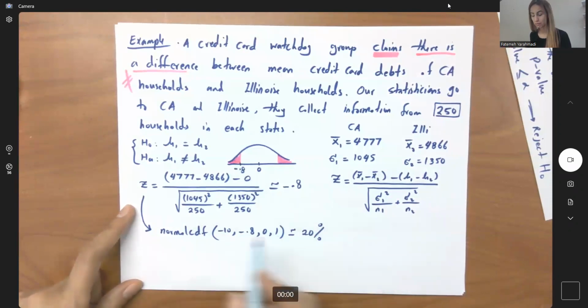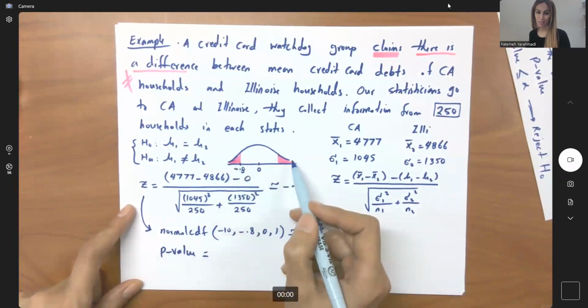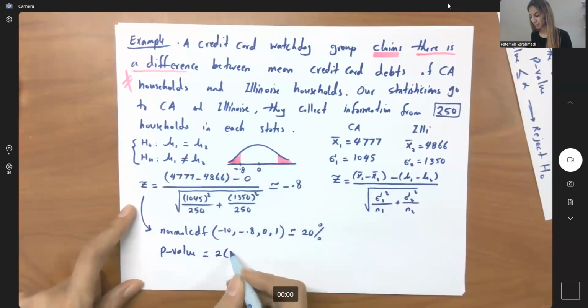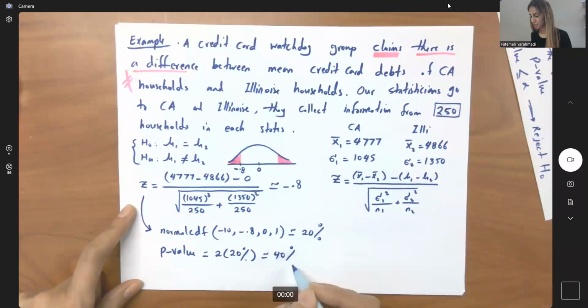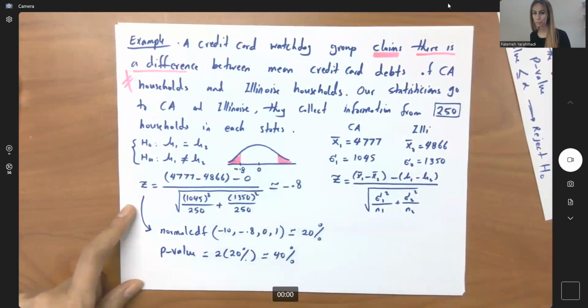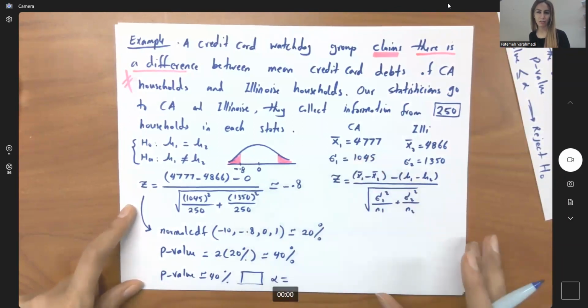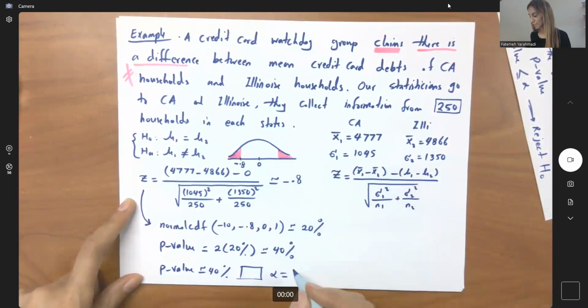Now we need to find the p-value. Some part of the p-value is on the left, the other part is on the right. So what are we going to do? We're going to multiply this 20% by 2. It's going to be about 40%. So my p-value is 40%. Now we compare the p-value, which is about 40%, with alpha. Well, it didn't give us any information on alpha, and when alpha is missing, you by default select 5%.